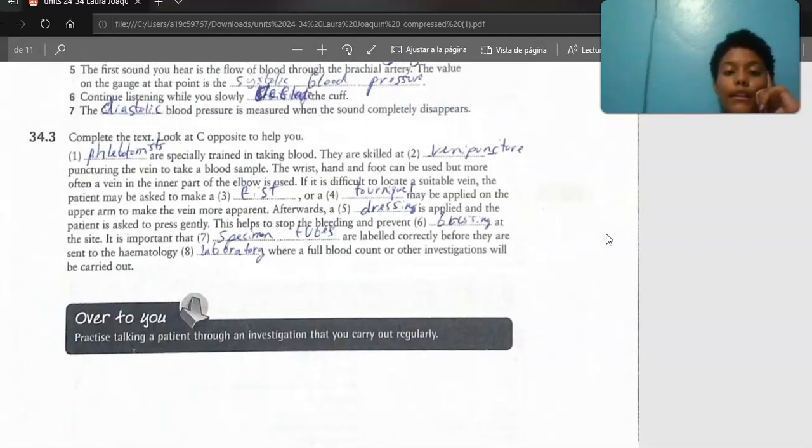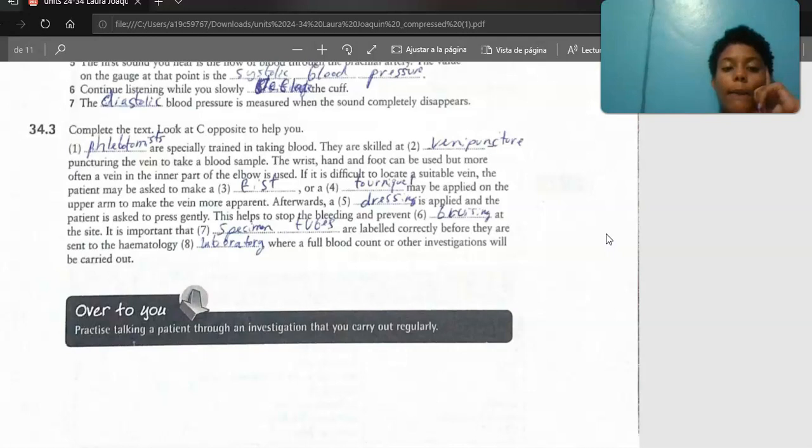Complete the text. Look at the box opposite to help you. Phlebotomists are especially trained in taking blood. They are skilled at venipuncture, puncturing the vein to take a blood sample. The back of the hand or foot can be used, but more often a vein in the inner part of the elbow is used. If it's difficult to locate a suitable vein, the patient may be asked to make a fist, or a tourniquet may be applied on the upper arm to make the vein more apparent.